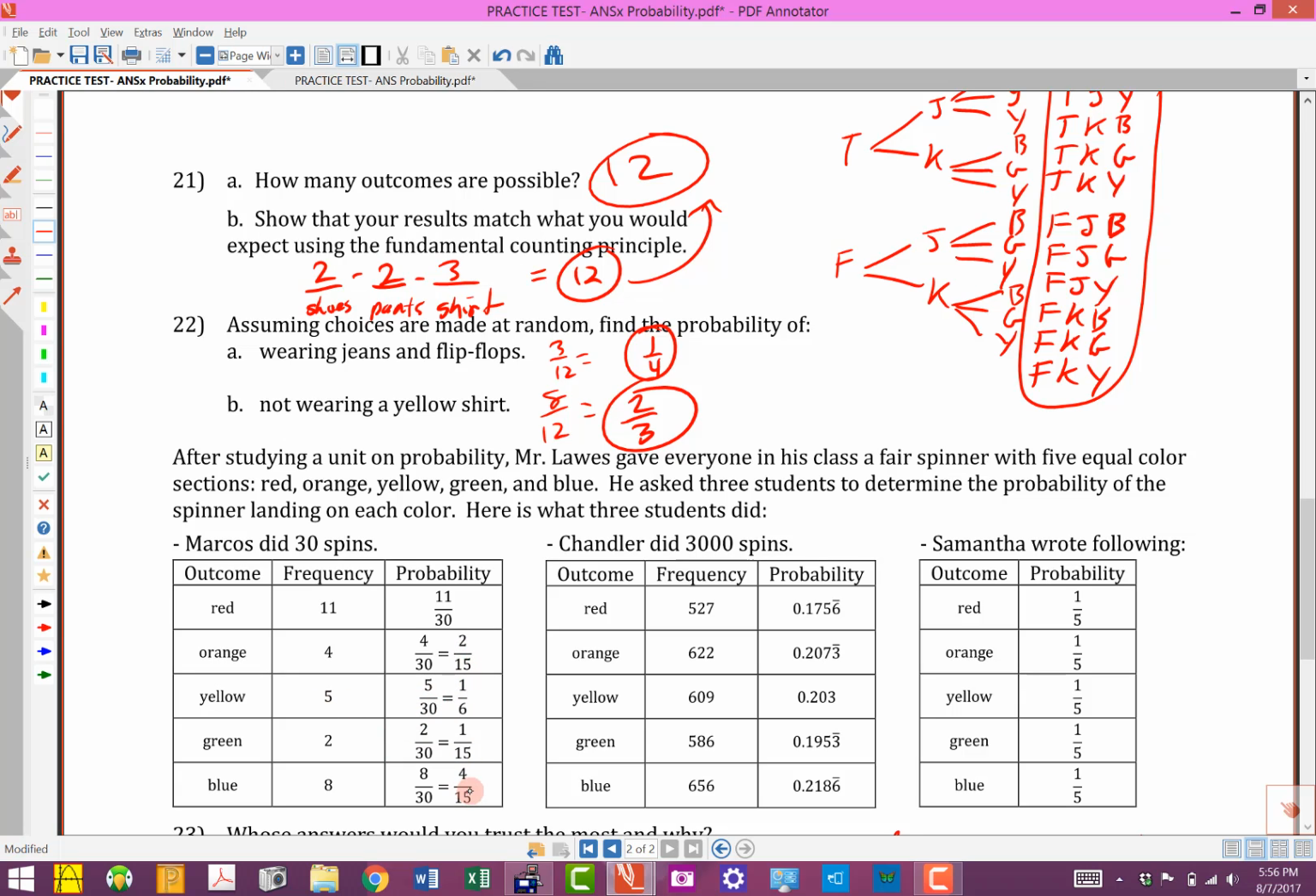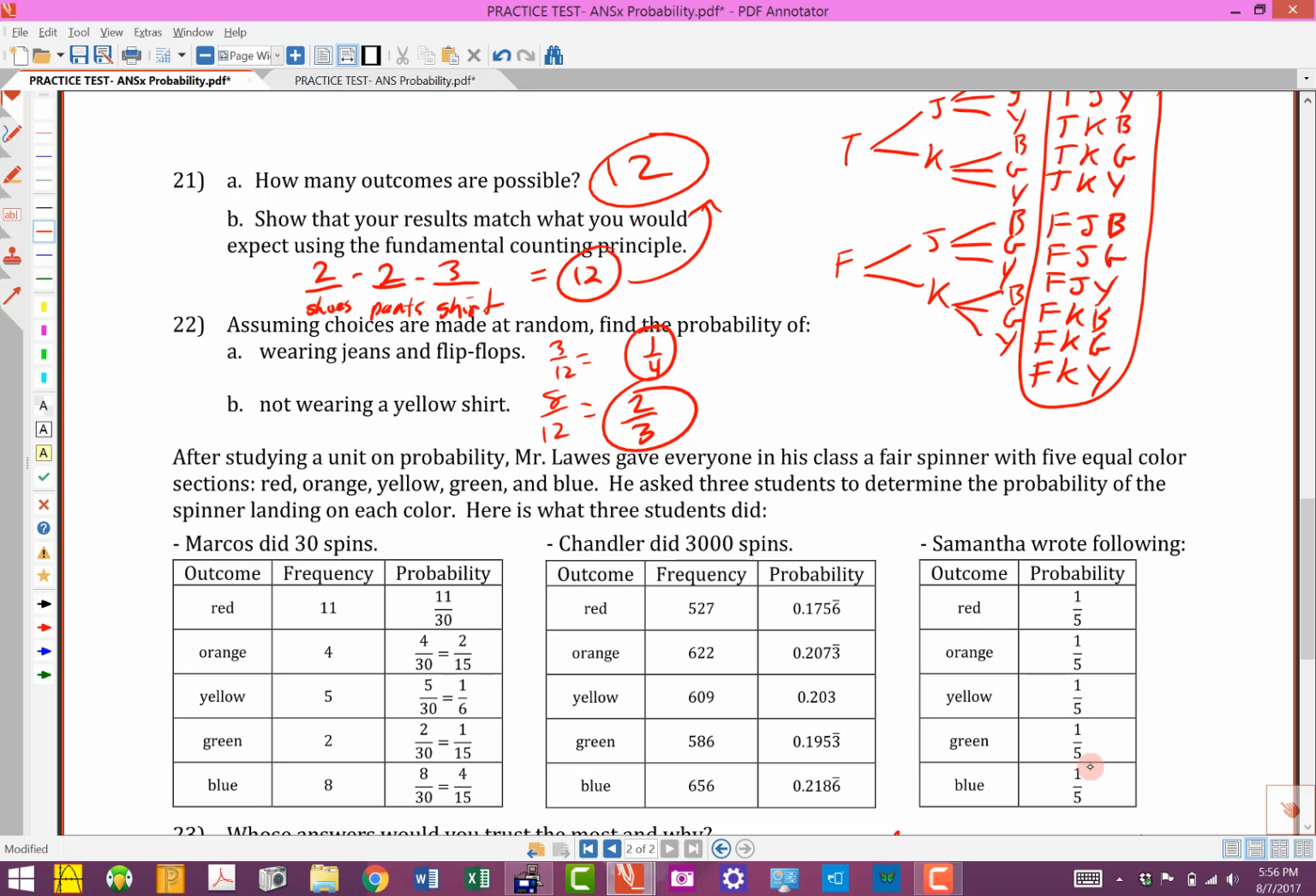Chandler did 3,000 spins. So he got 527 reds. He put that over 3,000, and he ended up with 0.1756 repeated, 622 orange. So that turns out to be, if you do 622 over 3,000, you get 0.2073 repeated, and then so forth for the other ones. And then Samantha wrote down this: red, orange, yellow, green, blue, and 1/5, 1/5, 1/5, 1/5.